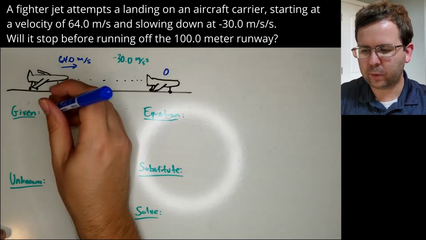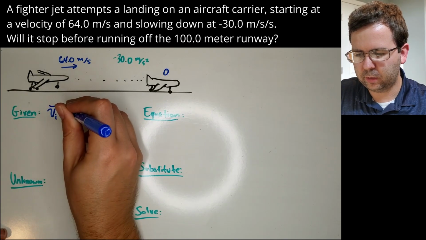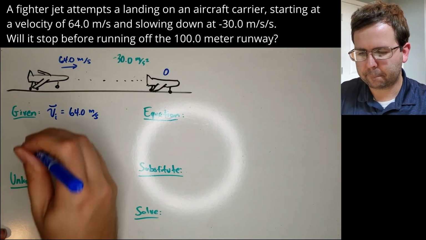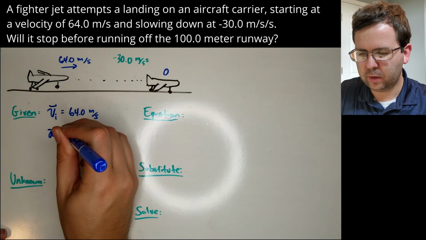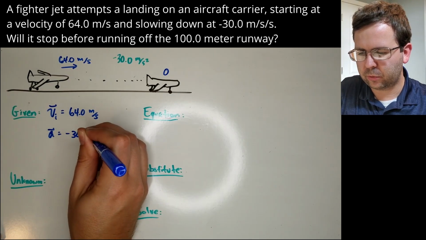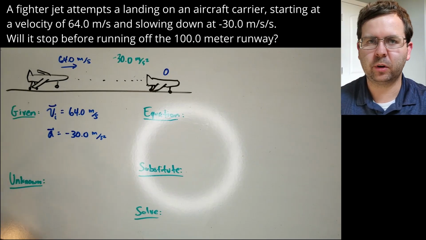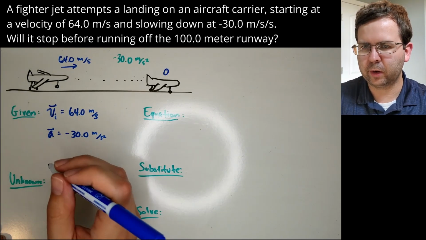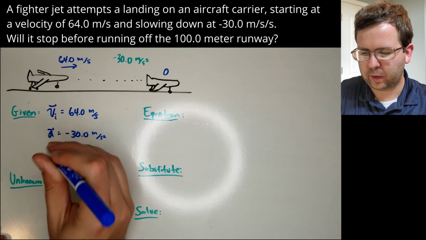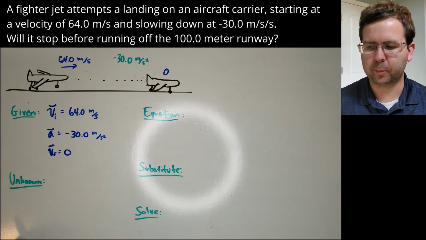So all that said, now we are ready to write this down in physics language. The initial velocity is a positive 64 meters per second. Our acceleration here is, the plane is slowing down, and so it's a negative 30.0 meters per second squared. It was moving in the positive direction, it slows down, so that acceleration is negative. And then the final velocity of the plane, we're going to say is 0 for the purpose of testing this out to see if it's true or not that it's going to stop in time.